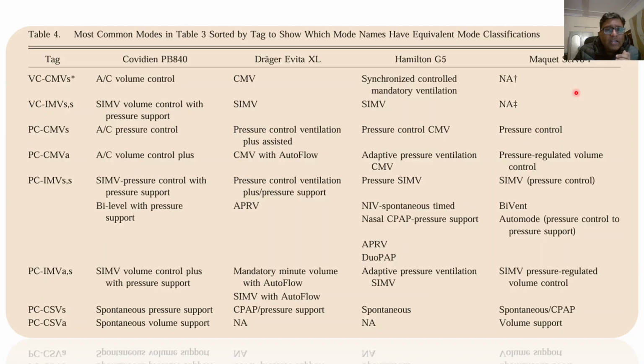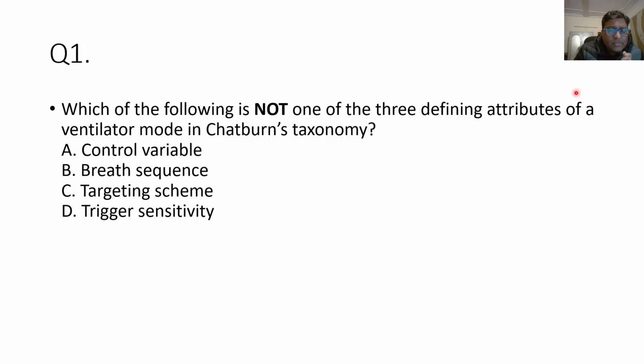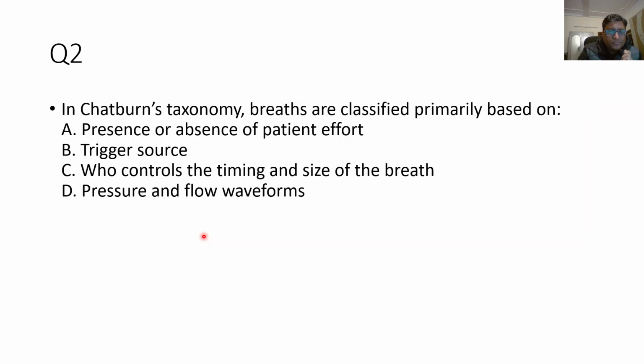But in technicality, more of them remain the same. So we should know how exactly breath is being delivered in these modes. The first question we see is: which of the following is not one of the three defining attributes of the taxonomy? Control variable, sequence, targeting scheme. So trigger sensitivity is not an attribute for defining the mode.